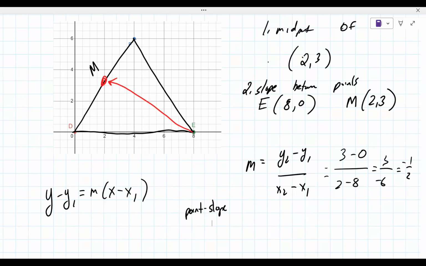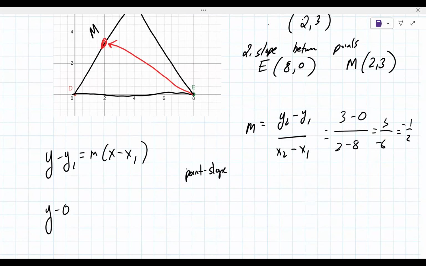Y minus 0 equals -1/2 x minus 8. Good. And check with your teacher. Sometimes when it's y minus 0, they just want you to write y. Right, that makes sense. It's a good question to ask in class.